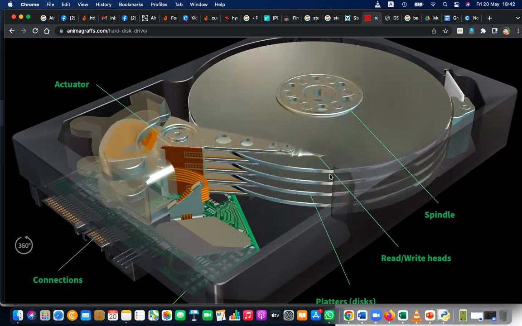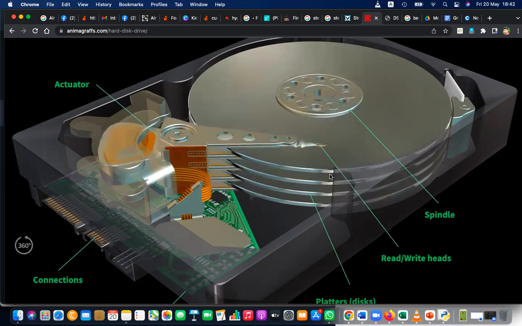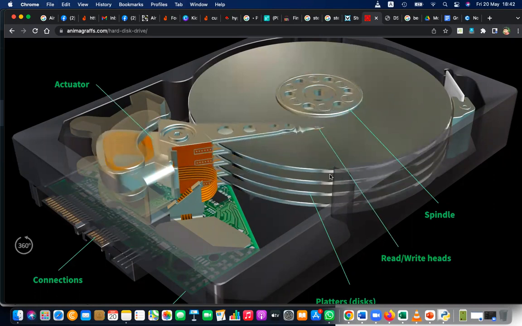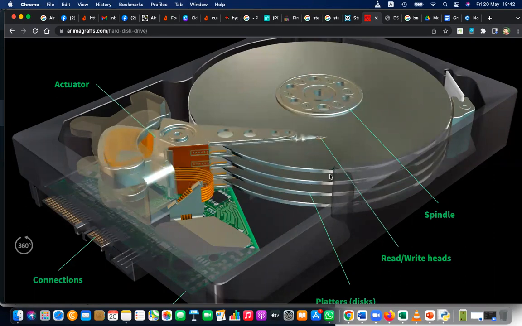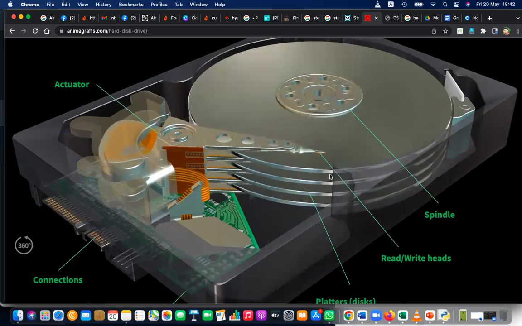So normally 1 or 2 platters will have 2 to 4 heads. Most hard disks have few platters. It can be one platter or two platters. Earlier days, there were a lot of platters.